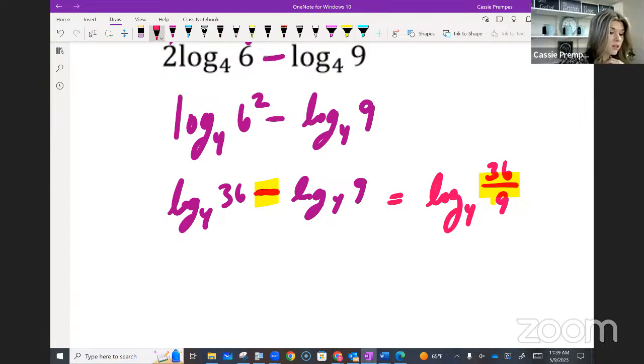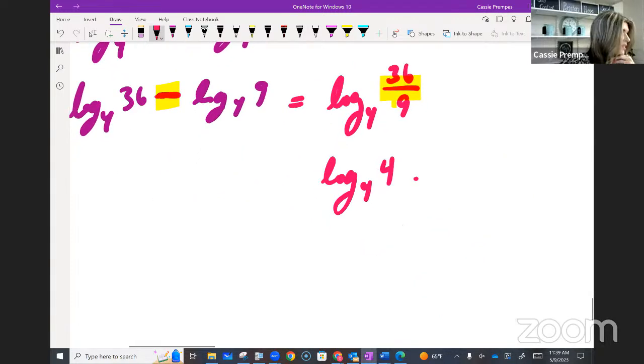You can actually divide 36 by 9. What is 36 divided by 9? It's 4. You're right. Now, what is this value? What's it equal to? 1. Correct. That's my answer.